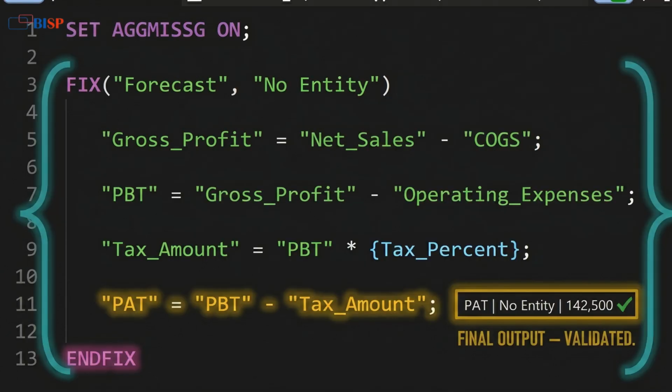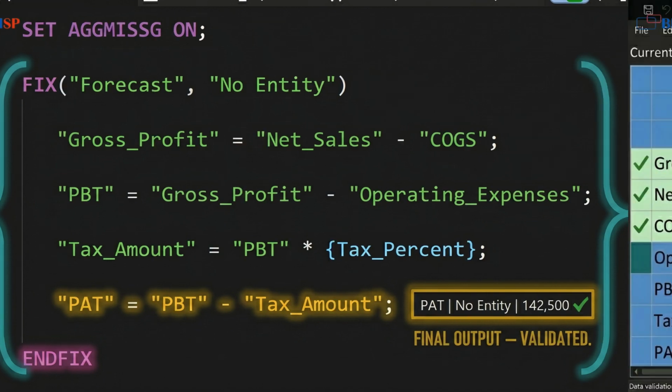Line 4, PAT, PBT minus tax amount. 150,000 minus 7,500, PAT is 142,500. Validated right there in our Smart View. And any fix closes the fix block. Every fix must have its end fix, no exceptions.